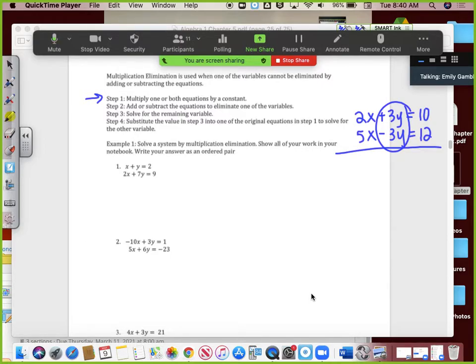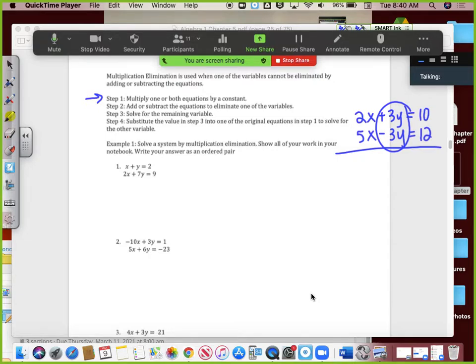So again, like with substitution, when you're trying to find the easiest one to solve for, now you're trying to find the easiest variable to eliminate. So looking at the first equation, this is x plus y equals 2, and the second equation, 2x plus 7y equals 9. You can decide if you want to eliminate x or you want to eliminate y.